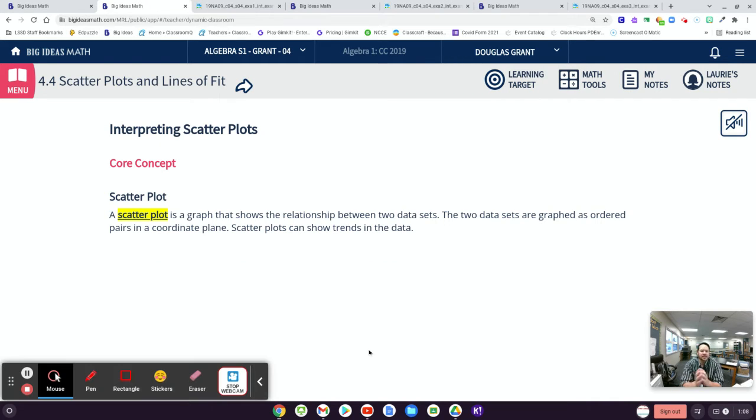So a scatter plot is basically a graph that shows a relationship between two data sets. They are discrete points, usually collected from a collection of data. So you could be graphing age versus height onto an XY graph, and that would make a scatter plot of a bunch of different points for all the different people you collect data from. And it generally will show a trend. It'll show you if there's a relationship between the two sets of data or if there's not.